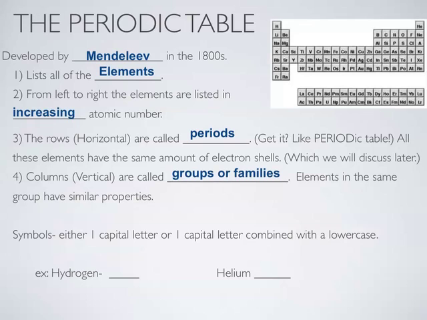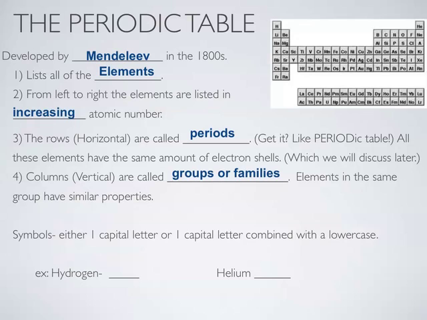Okay? So hydrogen, lithium, sodium, potassium, all of those elements, they all behave in some similar ways because they're all in one group. And there's a reason for that. It has to do with the number of electrons in the outermost shell.